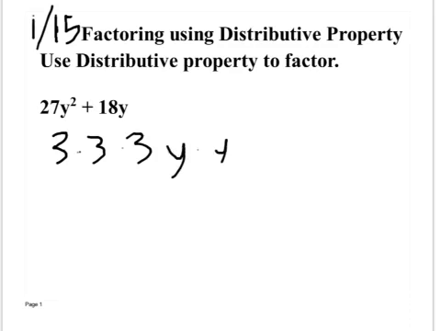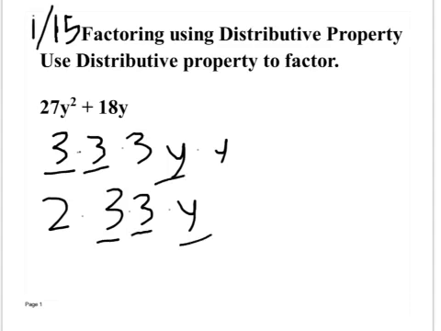What about 18? What's the factors of 18? 2 and 9. 9, which breaks down to what? 3 and 3. What about y? Just y. So we have 3, we have another 3, and we have a y. So what is the GCF of 27y squared and 18y?